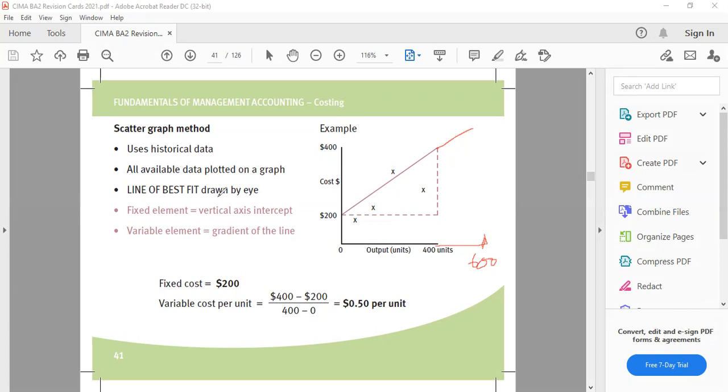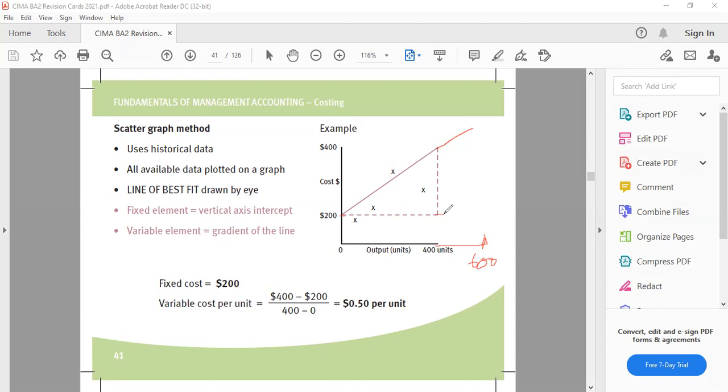Then the variable element is equal to the gradient of the line. What does it mean? Here it says that the fixed cost, whatever it is, is at 200. So from zero units until the maximum capacity, it would be the same. Whatever amount is initially incurred at zero units would be the same until it reaches the maximum capacity level.